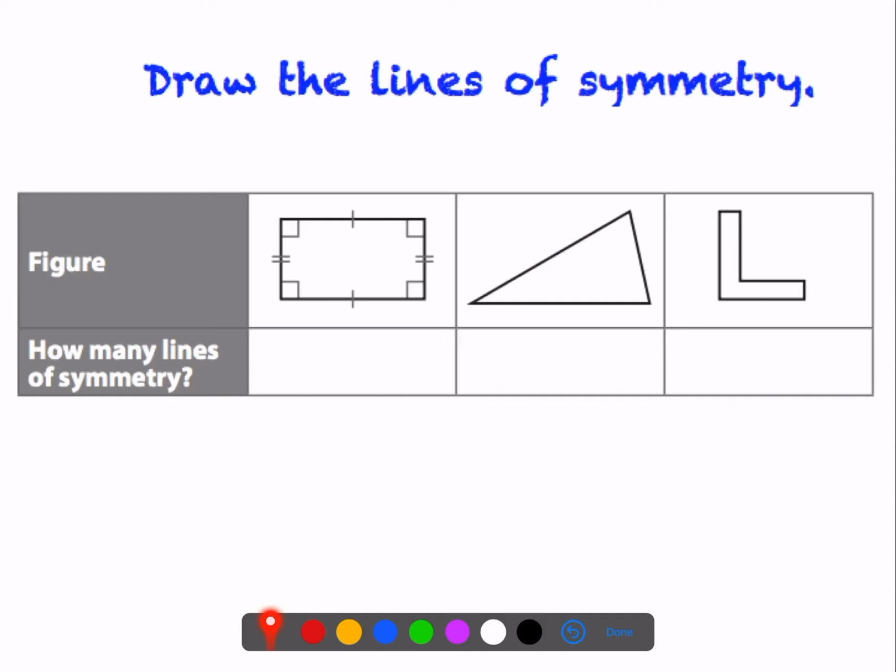Okay, so looking at this one, the first shape that we have here is a rectangle. Four right angles, opposite sides are congruent. So, looking at this, we can draw two lines of symmetry through here. One hot dog style, if you remember folding papers back in elementary school, and one hamburger style. So we have two lines of symmetry here.